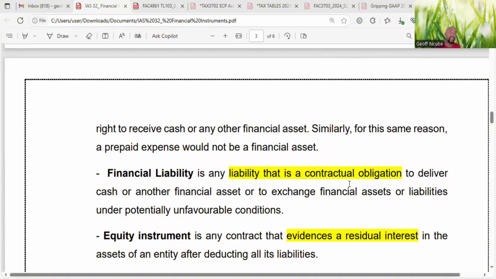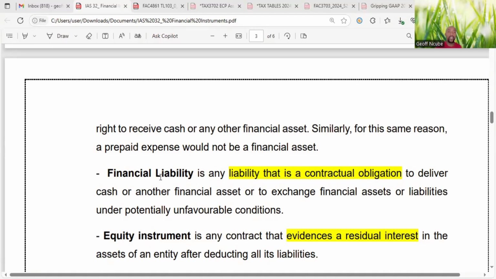So contractual can be verbal, or it can be the normal way, which is a document where you both agree by signing. It's a contractual obligation. Remember, obligation is a responsibility, a duty, to deliver cash or another financial asset, or to exchange financial assets or liabilities under potentially unfavorable conditions. So that is the definition of a financial liability.